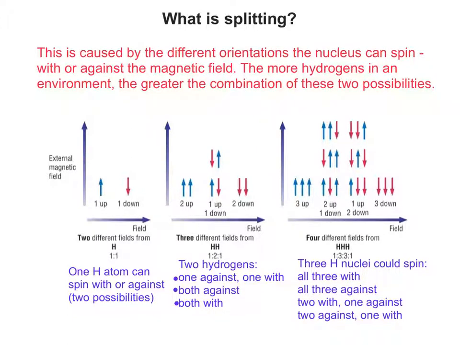So three hydrogen nuclei could spin with, all three against, two with, one against, two against, one with. So this causes the peak to split. If there's one hydrogen atom in the adjacent environment, the peak splits into two. If there's two hydrogen atoms in the adjacent environment, the peak splits into three. If there's three hydrogens in the adjacent environment, the peak splits into four. On the next screen, I'll explain to you what I mean by adjacent environment.